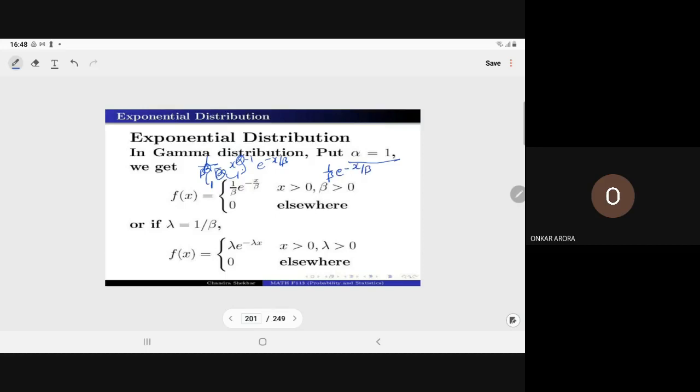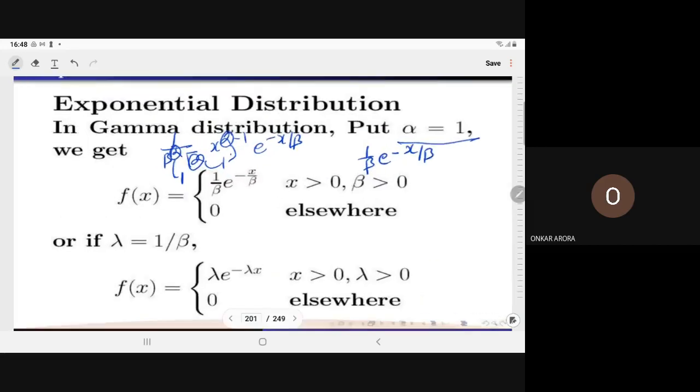So here we have the PDF, right? 1 upon beta and e to power minus x upon beta. For x greater than 0, we always define the exponential variate for positive x, and beta greater than 0. Elsewhere it is 0.